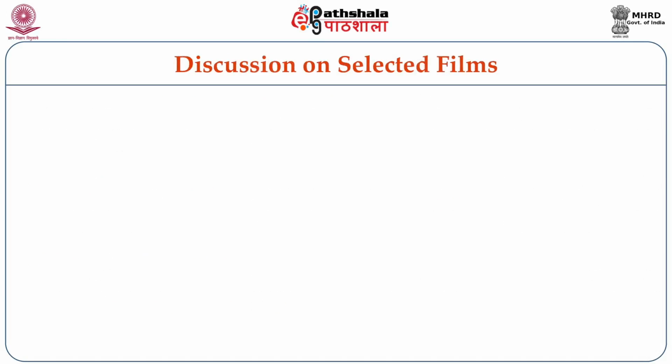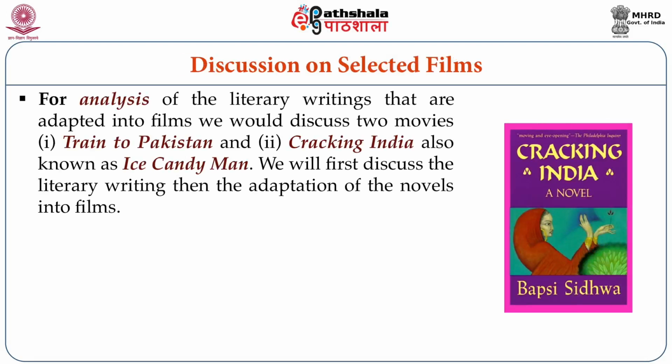We have selected two novels which have been adapted into films, and we discuss these novels and their adaptations in some detail. The two novels are Train to Pakistan by Khushwant Singh and Cracking India, also known as Ice Candy Man, by Bapsi Sidhwa. The film made out of this novel by Deepa Mehta was called 1947 Earth. We will first discuss the literary writing and then the adaptation of the novels into film.